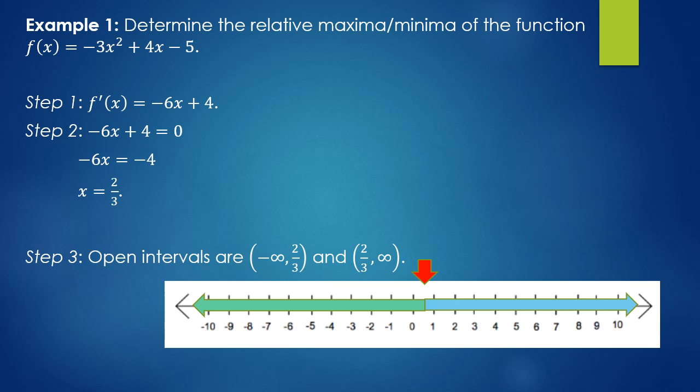And in notation, it is this. So we have from negative infinity to 2/3 open, and also 2/3 to positive infinity also open. So those are the intervals that we want. So the fourth step is the first derivative test.